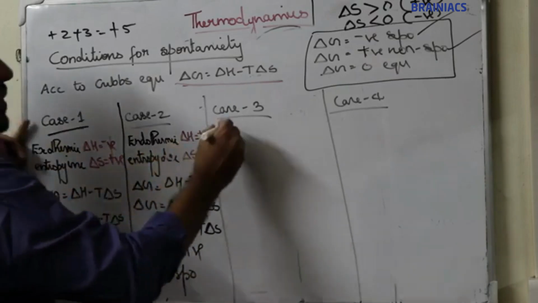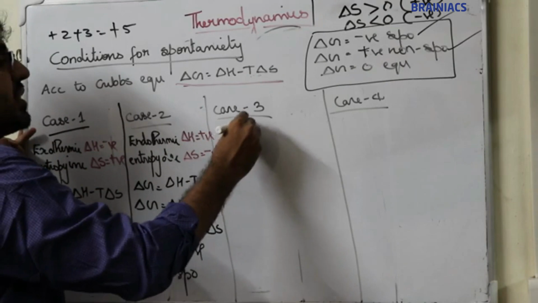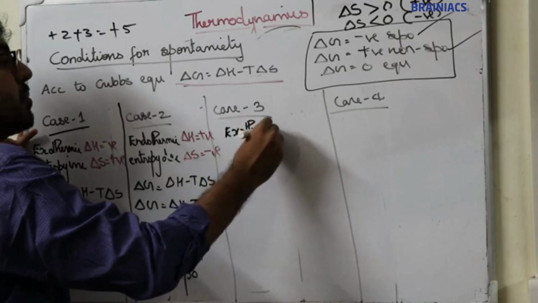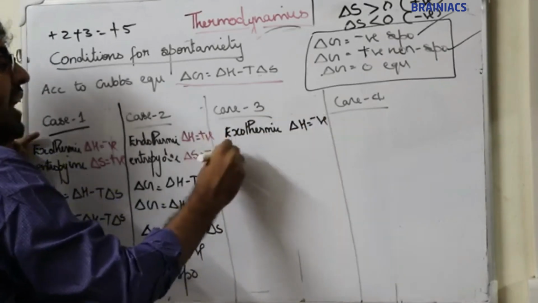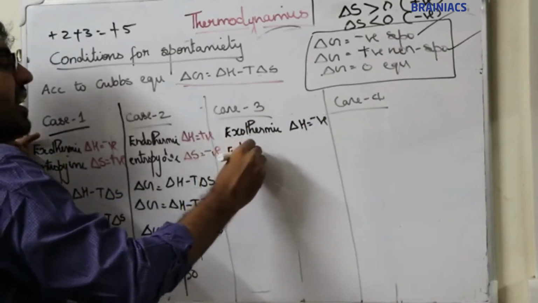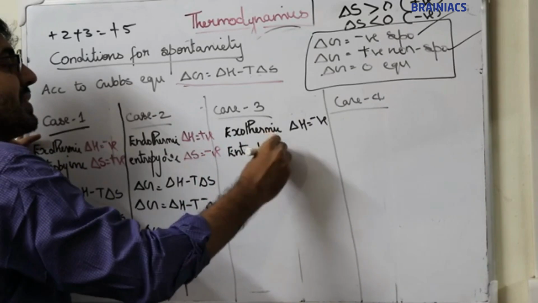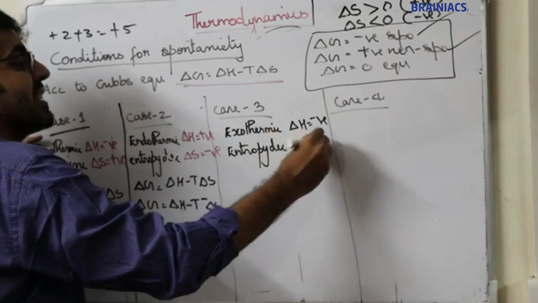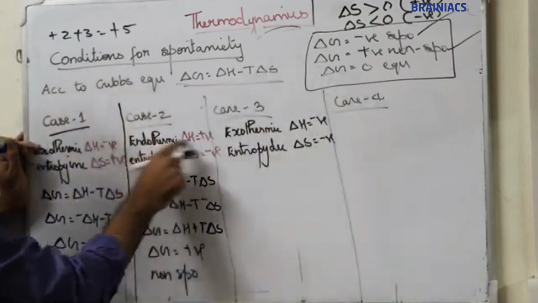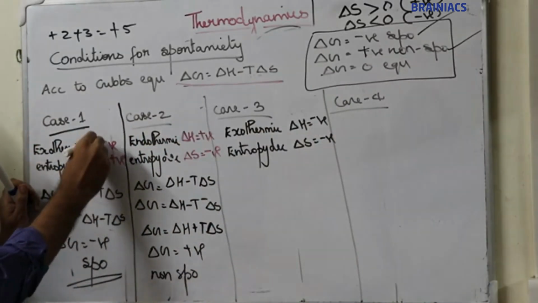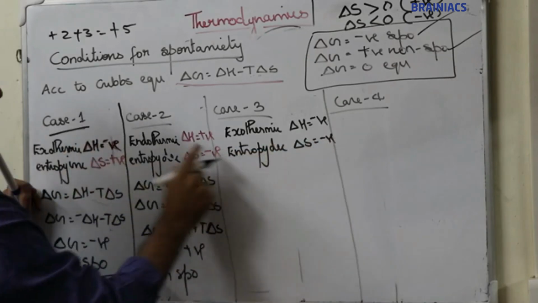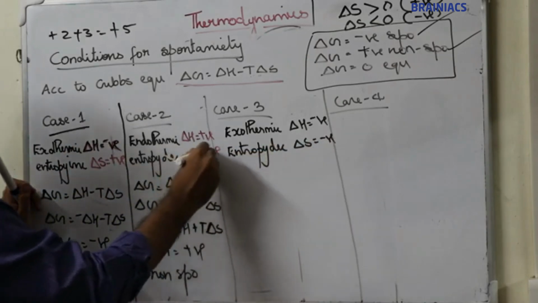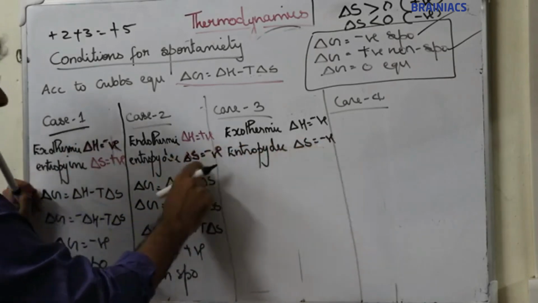Third case, exothermic, that is delta H negative, and entropy decreases. Entropy decreases means delta S negative.